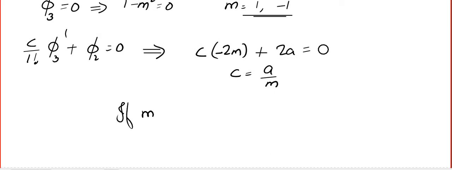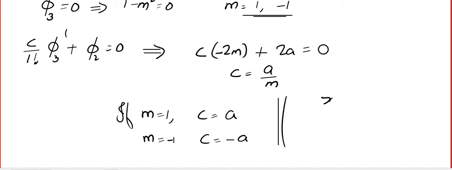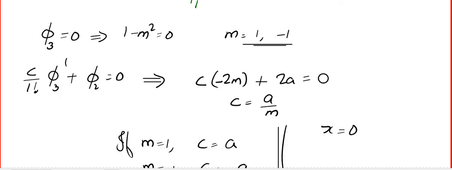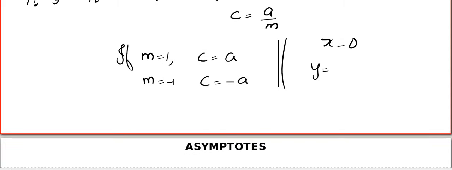So if m equal to 1, c is equal to a by 1. If m equal to minus 1, c is equal to a by minus 1, that is minus a. So here we go, the asymptotes are x equal to 0, which we found above, and then the asymptotes are y equal to 1x plus a and y equal to minus 1x minus a.